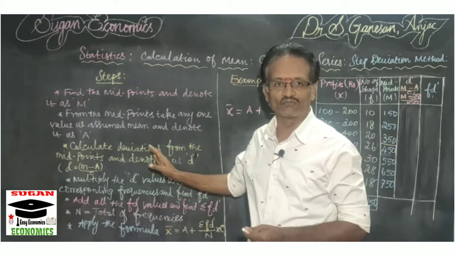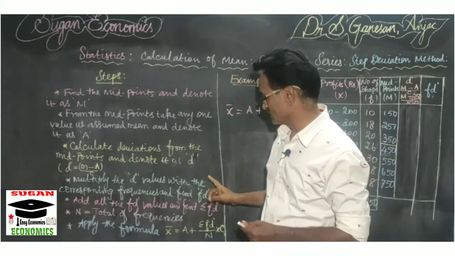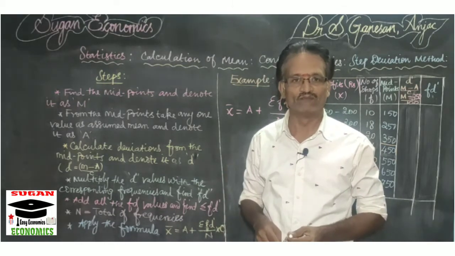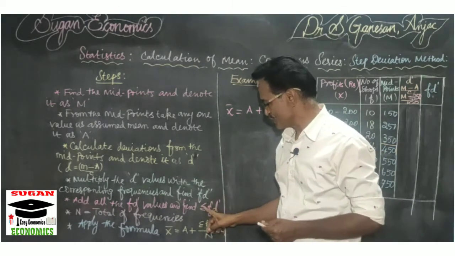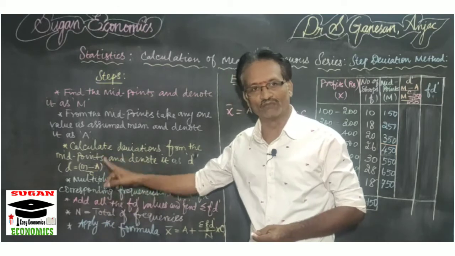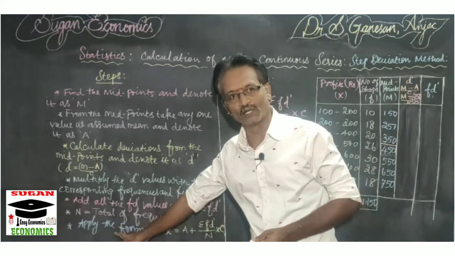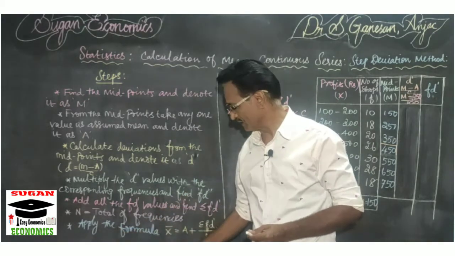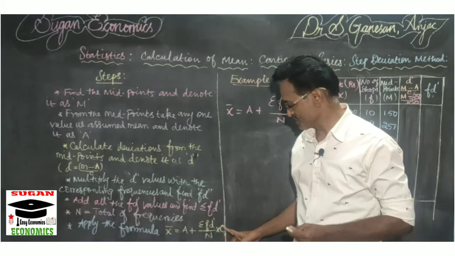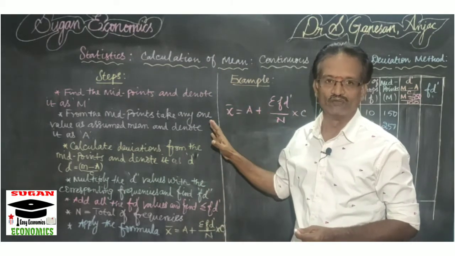Then after calculating the d dash values, we have to multiply the d dash values with the corresponding frequencies and find the f d dash values. Then we add the total of the f d dash values, and it is denoted by sigma f d dash. Then again we have to find the n value. N is nothing but the total of frequencies, and after calculating all the values we have to substitute them in the formula. Here the formula for the step deviation method is x bar equals a plus sigma f d dash divided by n, into c. So these are all the steps involved in the step deviation method.